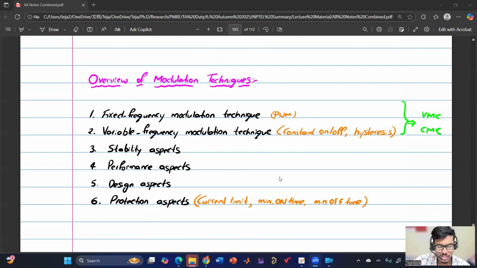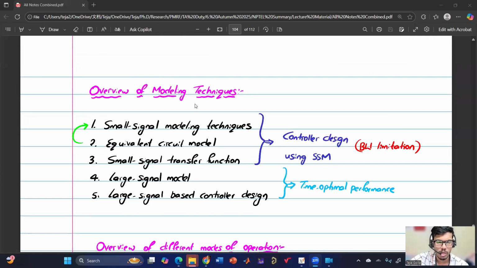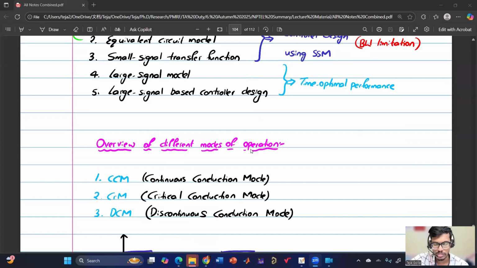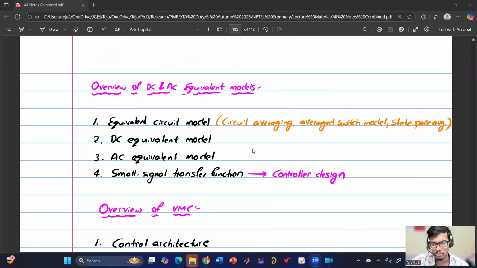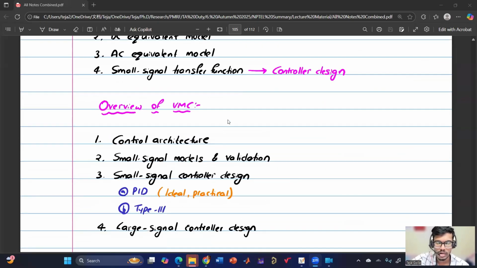What type of modulation techniques we have learned, what type of aspects we have learned, like stability, design, performance, protection, etc. And what type of modeling techniques we have learned, small signal based, large signal based, and what is the difference, which needs to be used where, and different modes of operation like CCM, CRM, DCM, and then different models like AC equivalent model, DC equivalent model, and why it is needed, and what type of control architectures we have learned, like voltage mode control and current mode control.